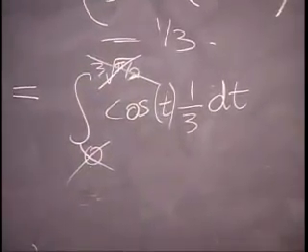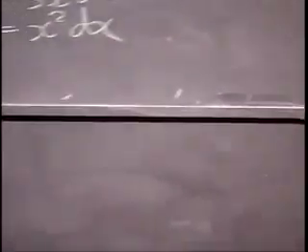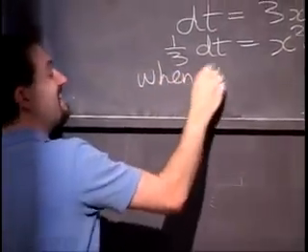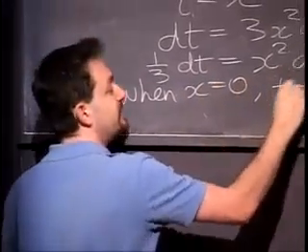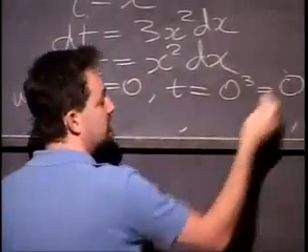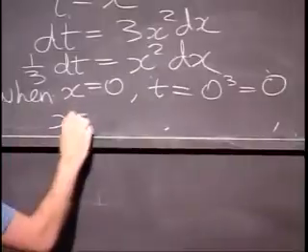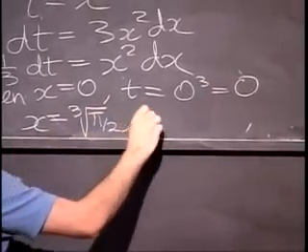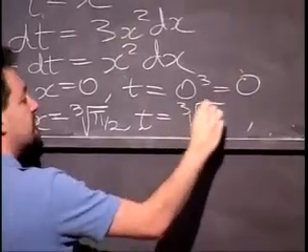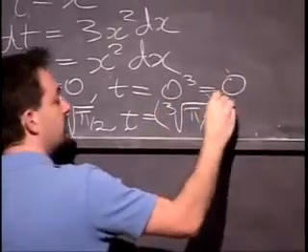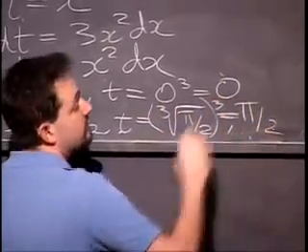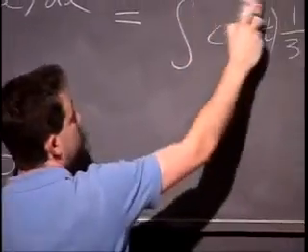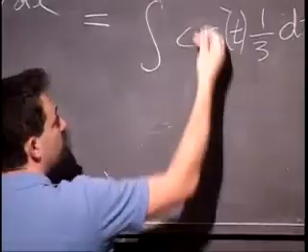You also could do this. If you're going to try to keep it as a definite integral, you have to say, in words, when x equals 0, t equals 0 cubed, which is 0. But when x equals the cube root of pi over 2, t equals the cube root of pi over 2 all cubed, which is pi over 2. So actually, I can erase these wrong things and write down the right thing.